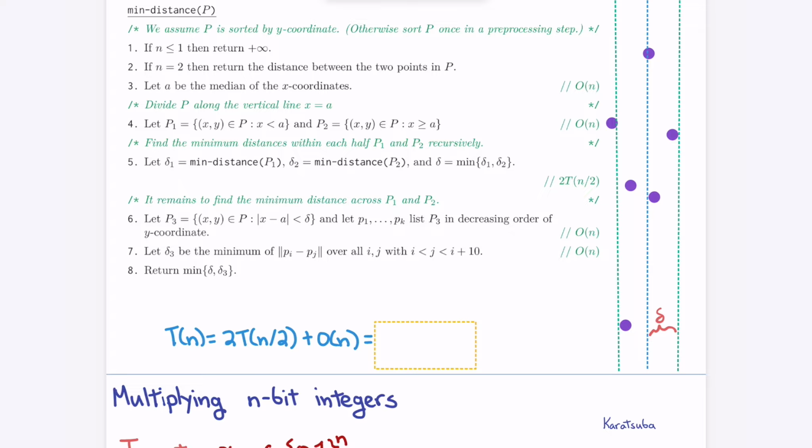And then we've seen this running time before, so what does it come out to? N log n. This is the exact same as merge sort, so I won't do the recursion tree again. So you get n log n.